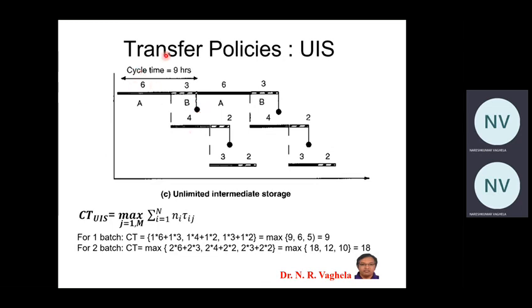So cycle time for the UIS policy is 6 plus 3, 9 hours. For 0-8 policy, it is 11 hours. For NIS policy, it is 10 hours. And for UIS, it is 9 hours. So we can reduce the cycle time by 2 hours. So for UIS, the cycle time required is 9 hours.